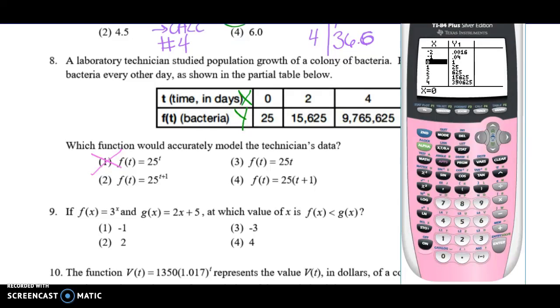Moving to choice 2. It now says 25 to the t plus 1. And I compare my table. When x is 0, y is 25. That matches. Moving to 2. When x is 2, 156.25. That matches. Moving to 4, it says 9.7 E6. That's 9.7 times 10 to the 6. It's scientific notation. Does that match what's here? It actually does. To verify, though, I still should check 3 and 4.